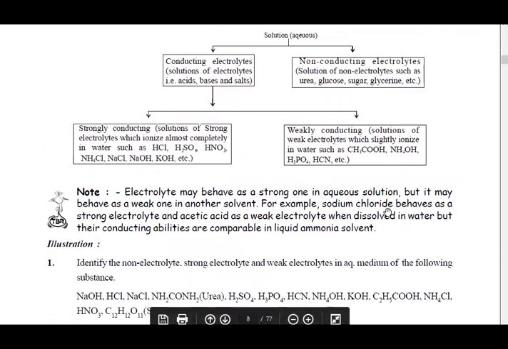Just try to solve this problem, everyone. The first problem is: identify the non-electrolyte, strong electrolyte and weak electrolyte in the aqueous medium of the following substances. This you have to remember. Now just think about it. Tell me, NaOH, strong or weak? Or non-electrolyte?